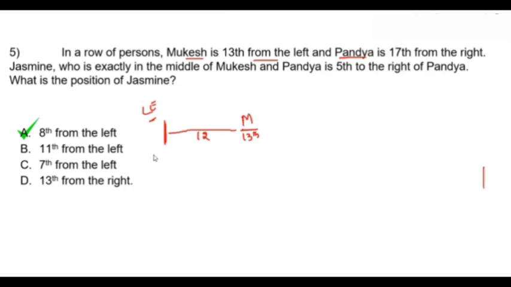I don't know about the relation between left and right. I'll try to take them in the other place. This is Pandya, who is in the 17th place from the right end. When I get an equation between left and right, then I'll merge these two lines. Now, Jasmine, who is exactly in the middle of Mukesh and Pandya, is fifth to the right of Pandya.